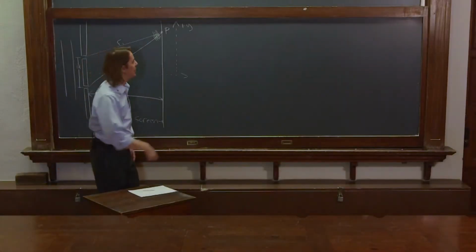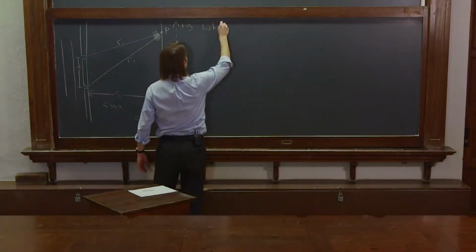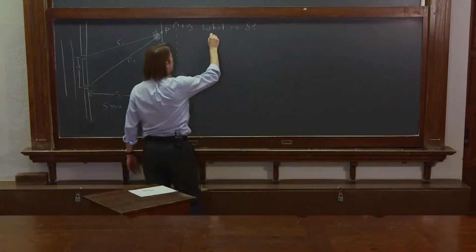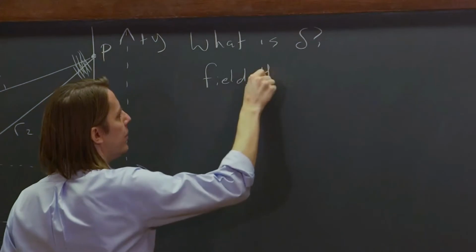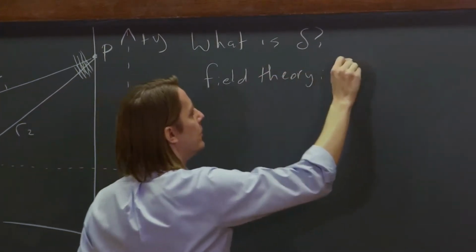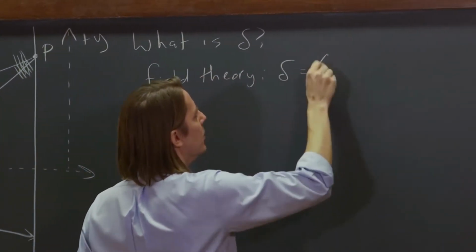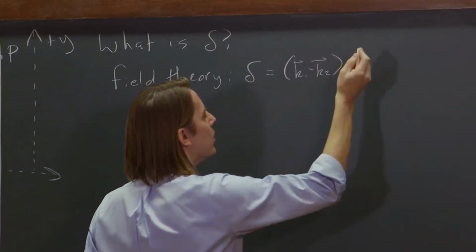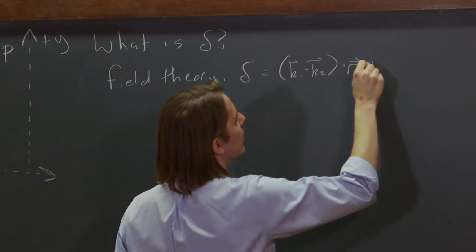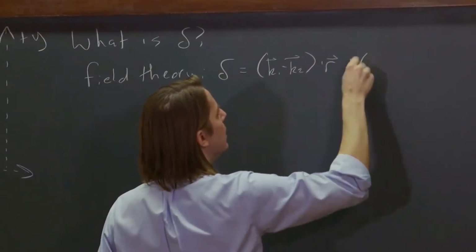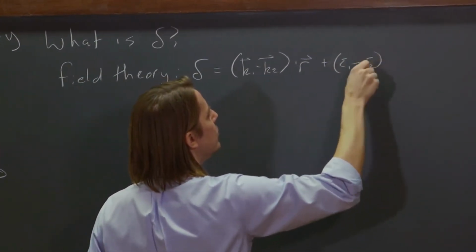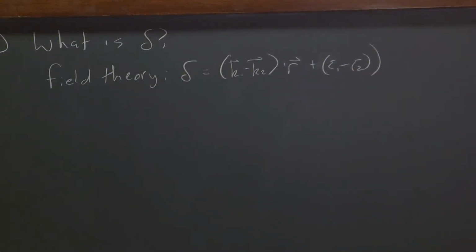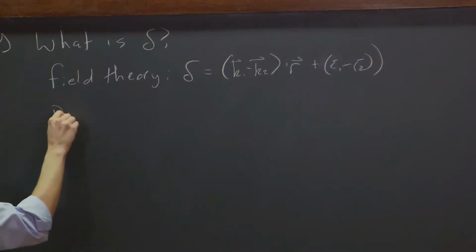All the excitement is in delta, so let's have a look. What is delta really? In terms of field theory, we have defined delta already. It was (K1 minus K2) dot R, like I just wrote on the last board, plus E1 minus E2. Okay, so that's our field theory delta. Now we're going for a more practical delta.